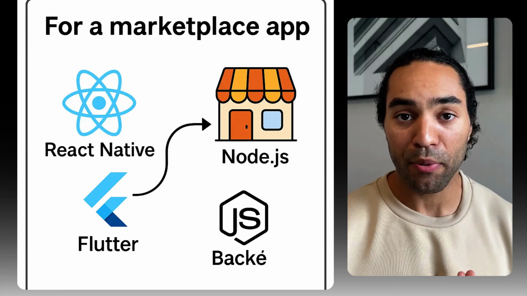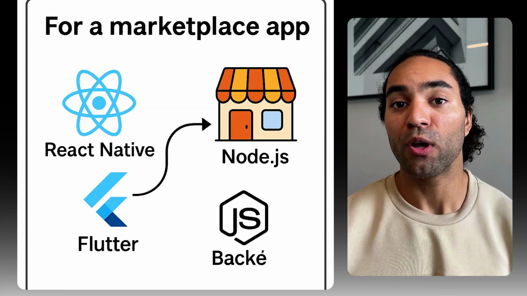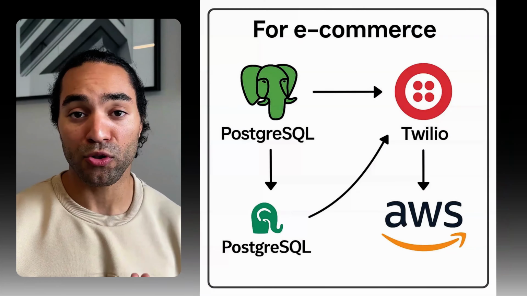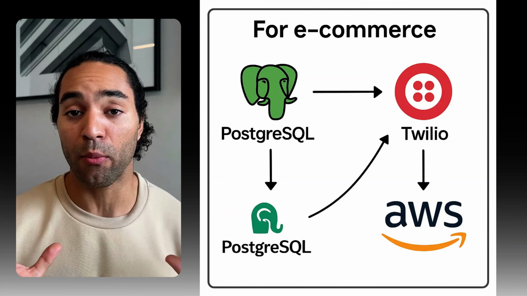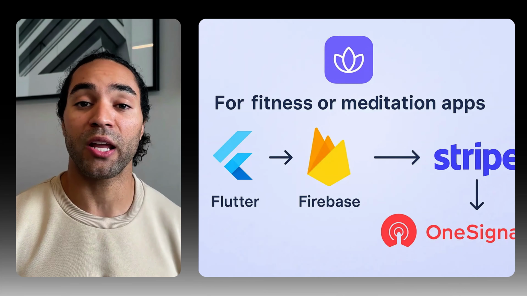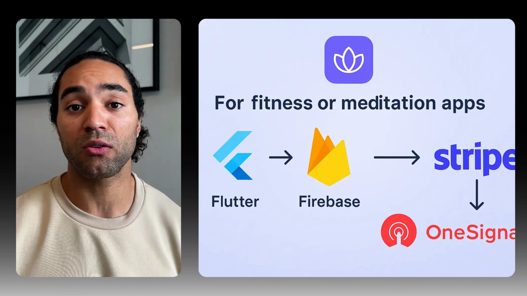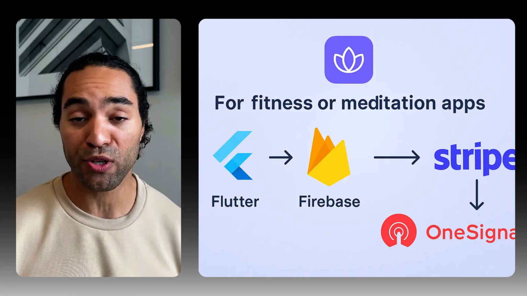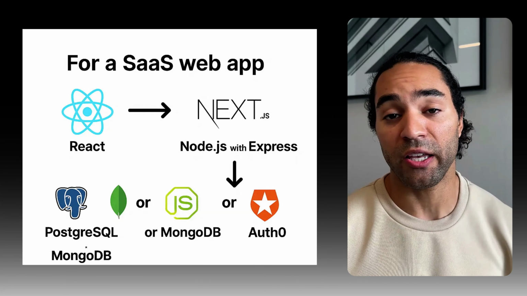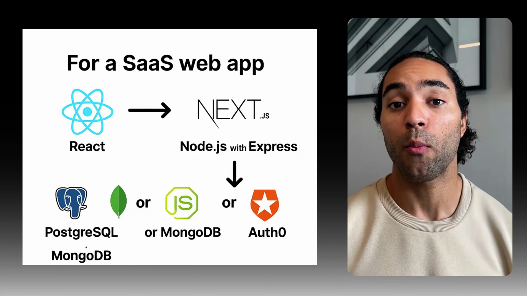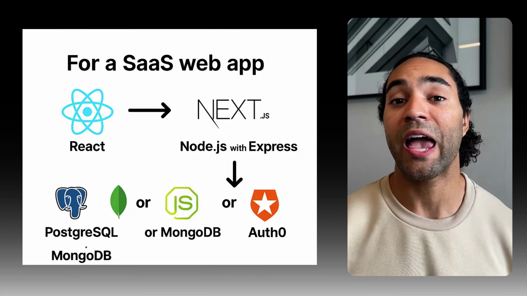For a marketplace app, React Native or Flutter for mobile, Node.js for backend, PostgreSQL, and Stripe, Twilio, and AWS. That's all for an e-commerce. For a fitness or meditation app, Flutter, Firebase, OneSignal for notifications, and Stripe for subscriptions. For a social app, React Native, Firebase, or Supabase, Cloudinary, and a CDN like Cloudflare should be a good place to start. For a SaaS web app, React or Next.js, Node.js with Express, PostgreSQL or MongoDB, and Auth0 for user authentication.